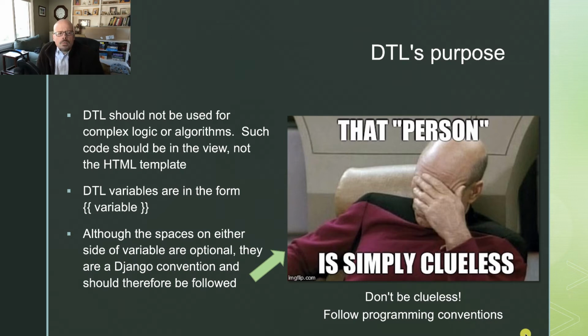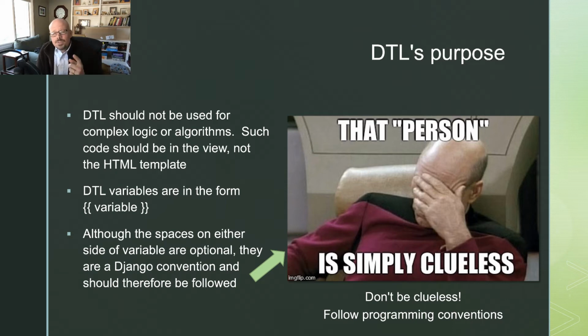DTL variables here are in the format of variable surrounded by two curly braces, and you'll notice the space on either side of it. This is something that does tend to be a challenge sometimes when I teach this class because students don't want to put that space in. I think it works without the spaces, but you know what? This is a programming convention. And that is when you go to use a language, you should adopt the programming conventions that are in place.